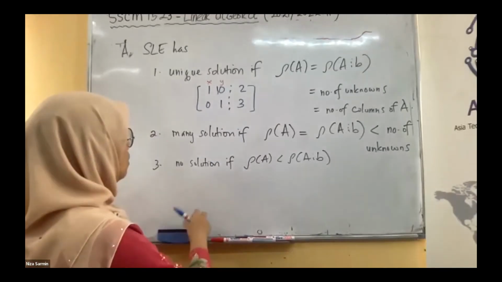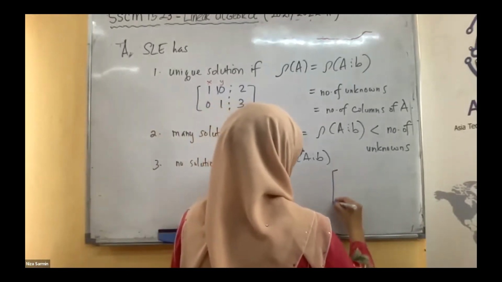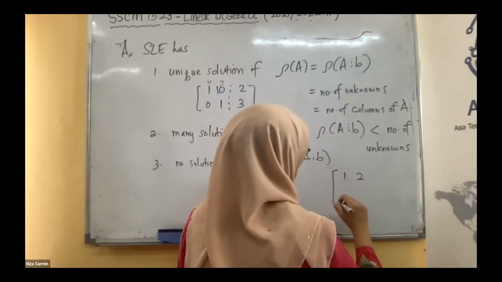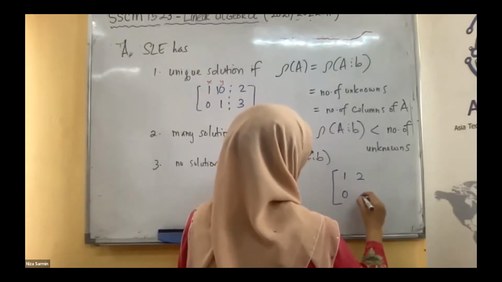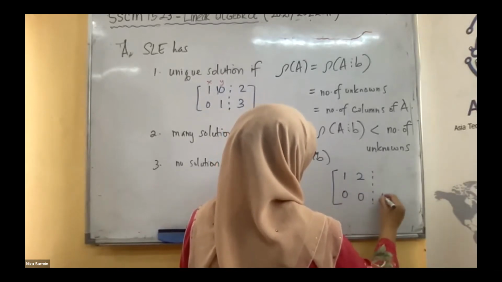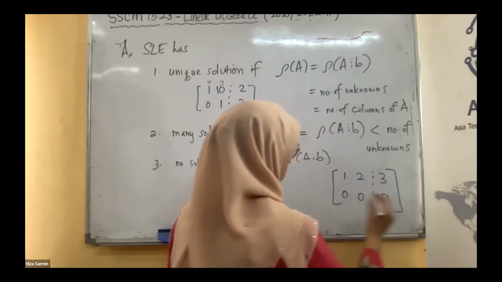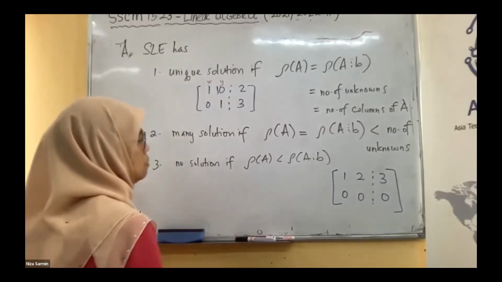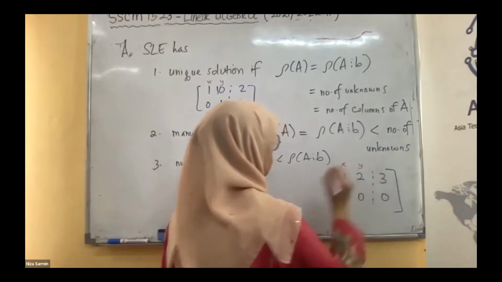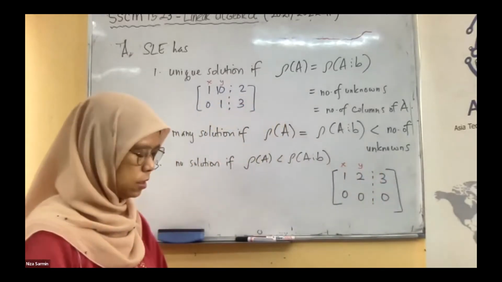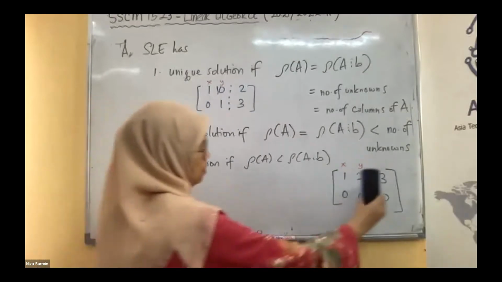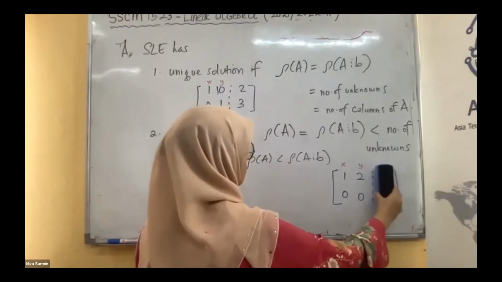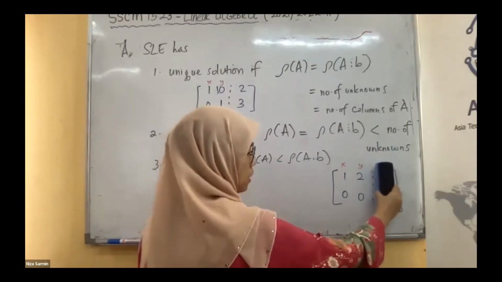Okay. For number 2, the example will be 1, 2, 0, 0, 0, 3. This is X, this is Y. Okay, what is the rank of A? The rank of A is, somebody give me the answer. Unmute. What is the rank?